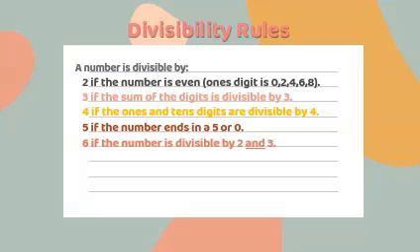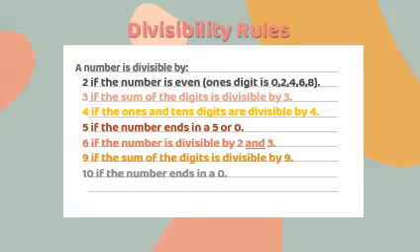A number is divisible by 6 if the number is divisible by 2 and 3 at the same time. A number is divisible by 9 if the sum of the digits is divisible by 9. And a number is divisible by 10 if the number ends in a 0 only. So as I told you, for 2, 5, and 10, they are similar because you need to check the ones digit. 3 and 9, they are similar because you need to find the sum.